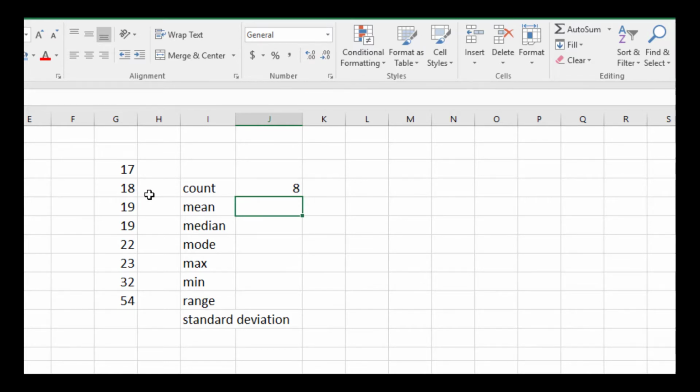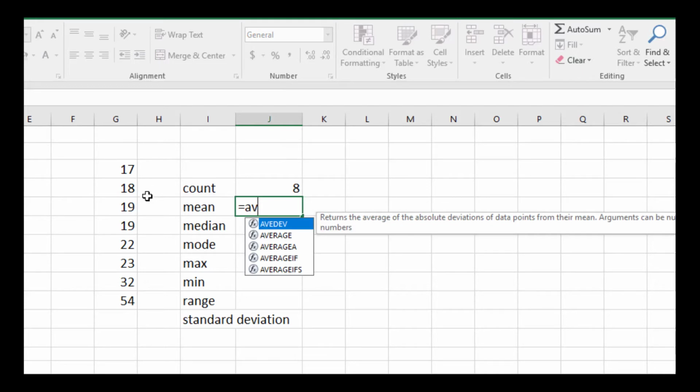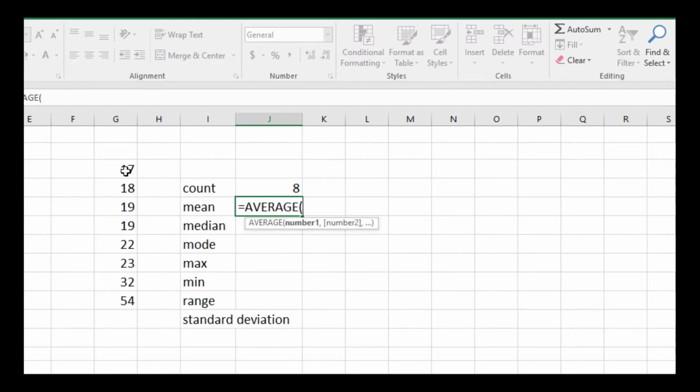Mean is just equals the average, and you can start typing and you'll see average right there. So I'm going to left double click, and I want the average of all these numbers, and that's what I mean by cell A to cell B with the colon.